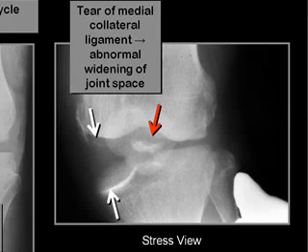The frontal view shows the avulsion fracture of the intercondylar eminence, the red arrow, and on this stress view, we can see marked widening of the medial joint space, plus there is distraction of the tibial spines, indicating that there's a tear of the medial collateral ligament. These tend to occur in bicycle and motorcycle accidents.